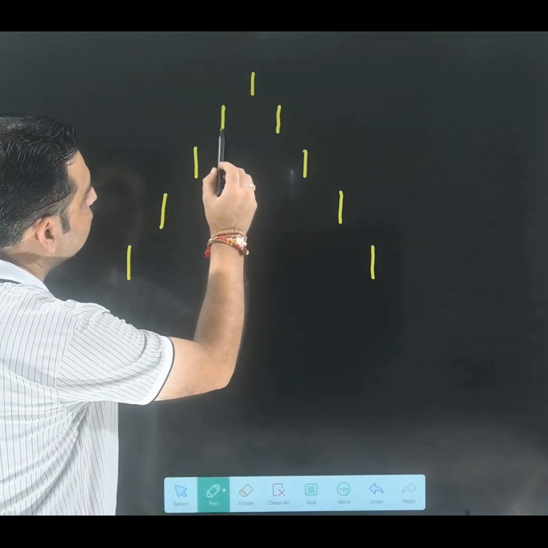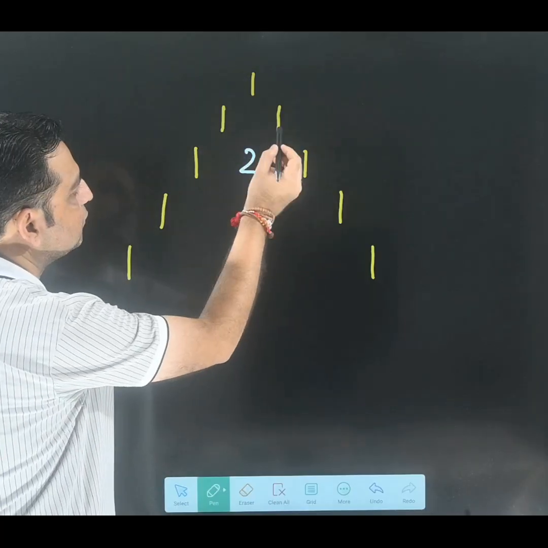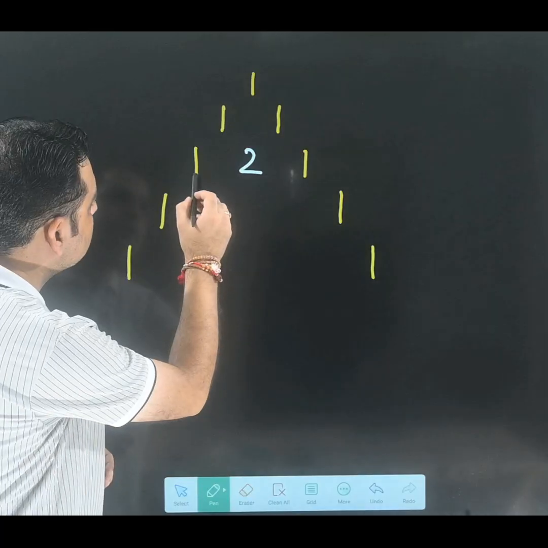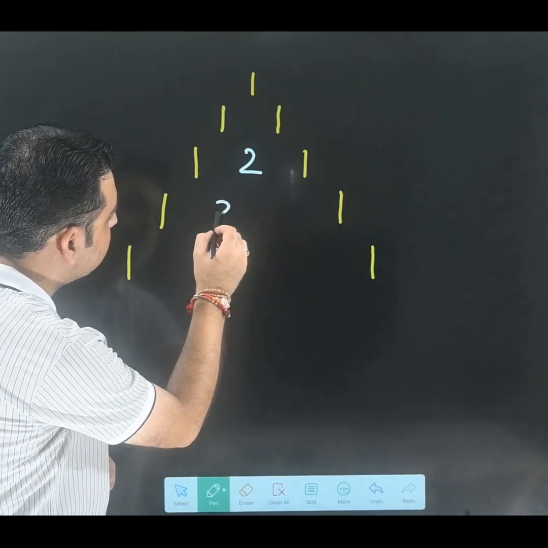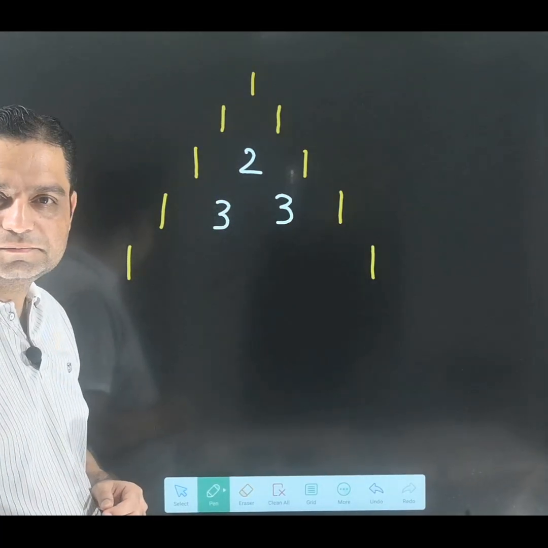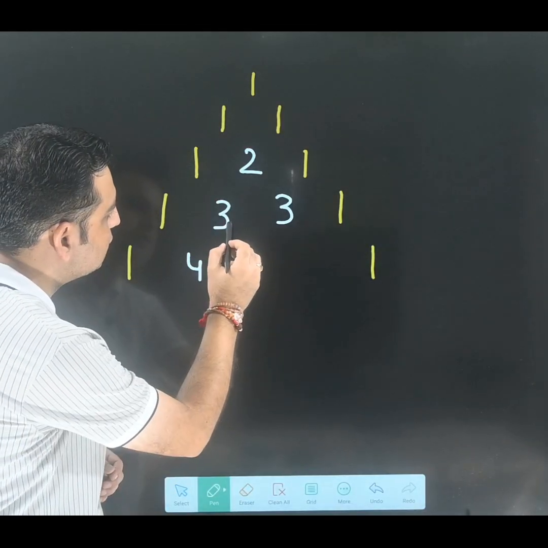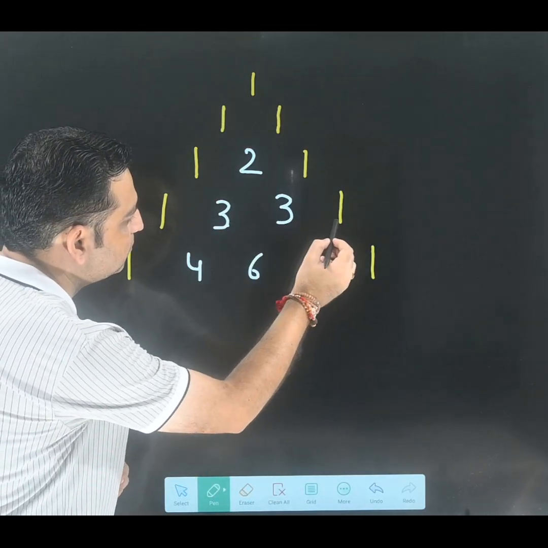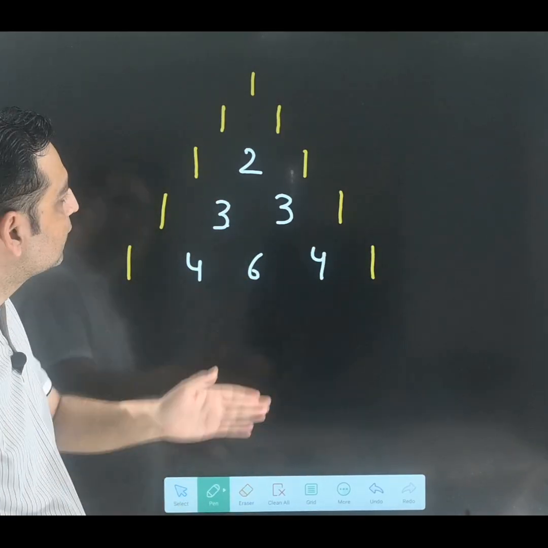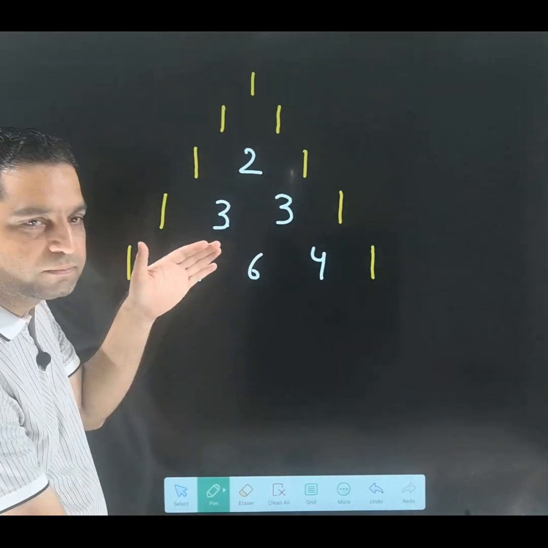For example, this is 1 and 1. 1 plus 1 is 2. Just add them and write in the middle. That's what we need to do. Here 1 plus 2 is 3. 2 plus 1 is 3. See, write it accordingly. 1 plus 3 is 4. 3 plus 3 is 6. 3 plus 1 is 4. That is how we need to fill the inner values. We can write one more step, two more steps. As more you want, you can keep on moving.